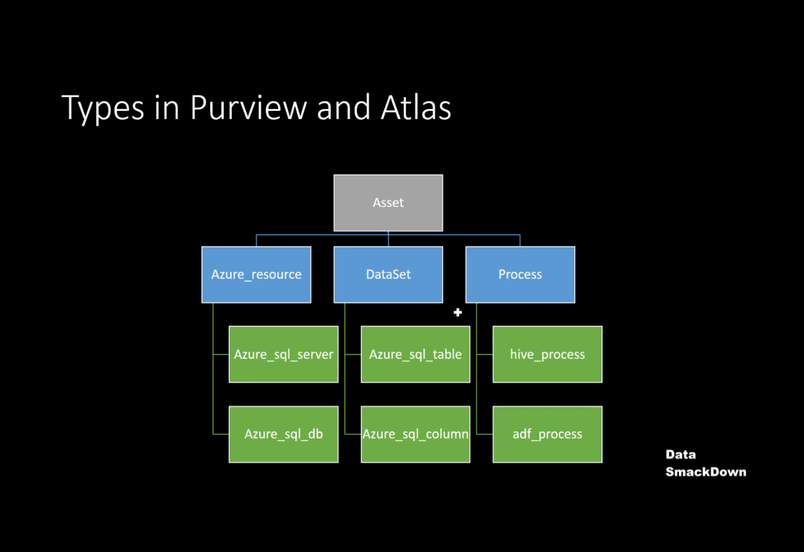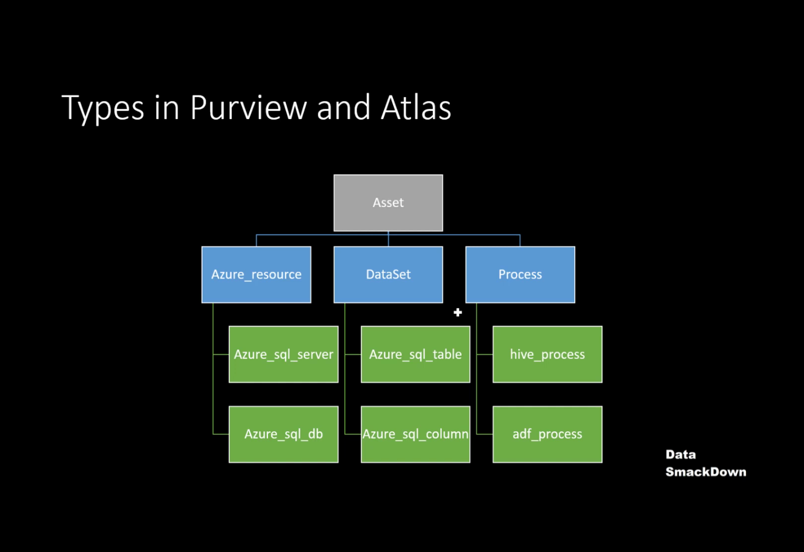And each type is like a contract. It tells you what the system should expect, right? If, for example, I have an Azure SQL DB, the type itself contains a list of attributes. And so an Azure SQL DB has a principal ID, it has a last modified time, it has a couple other attributes that are attached to it. So whenever I create an Azure SQL DB in Purview or in Atlas, I have a set of attributes that I can record against.